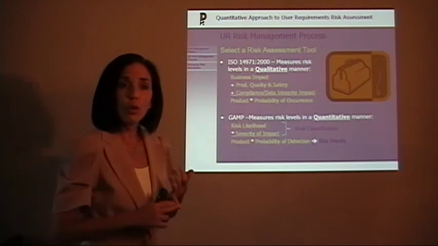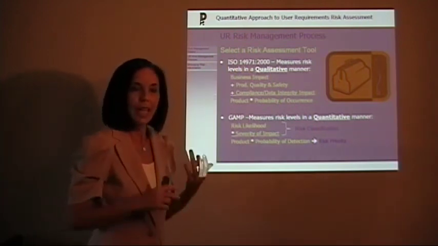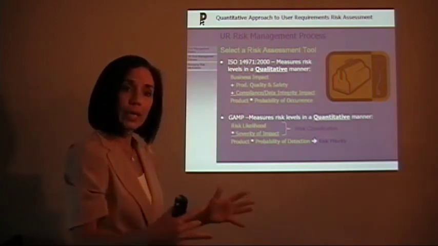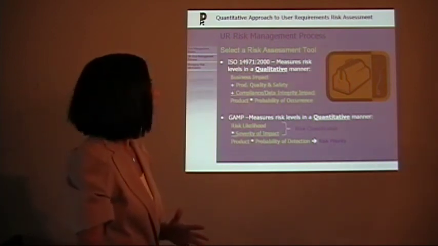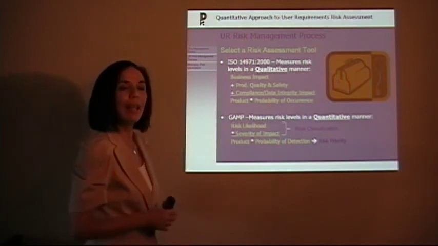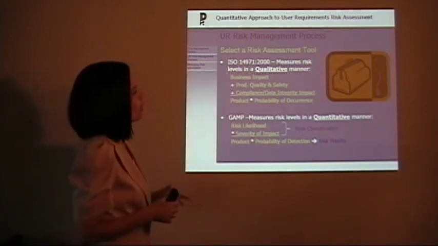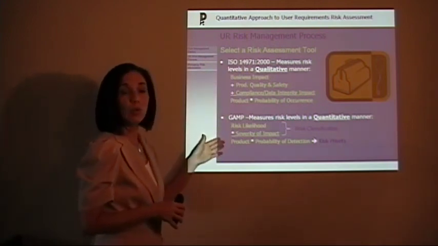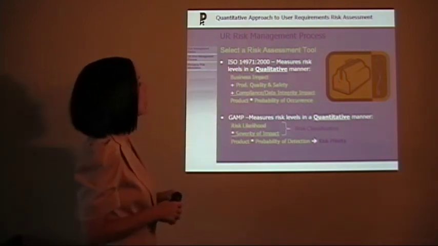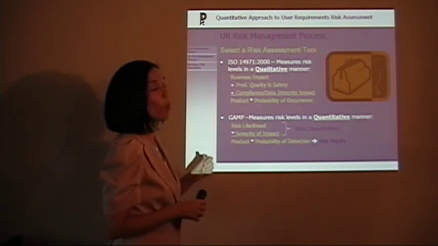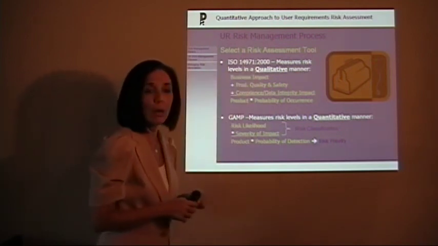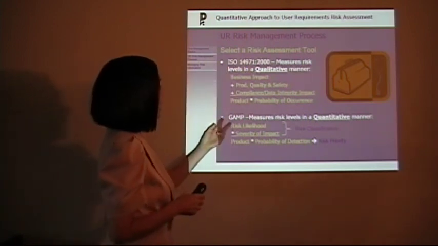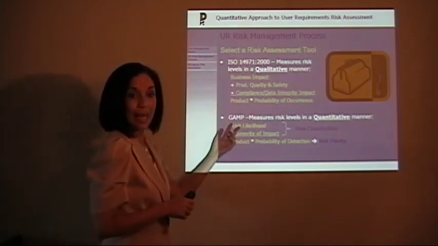You have identified your user requirements. You have actually established them, put them into categories and established levels for them. So what do you do now? You select a risk assessment tool. What I'm giving you here is examples of 2 very good risk assessment tools that you can look into. One is ISO 14971, which actually I mentioned here version 2000, but the version 2007 is out. And then the GAMP risk assessment tool.